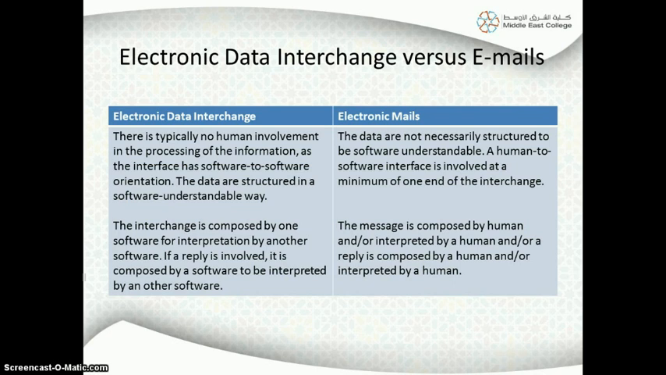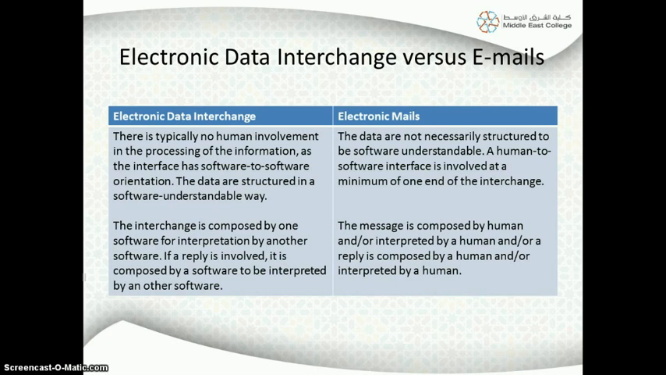So there are some EDI properties which distinguish it from email. There is typically no human involvement in the processing of the information, as the interface has a software to software orientation. The data is structured in a software understandable way. As compared to electronic mail, the data are not necessarily structured to be software understandable. A human to software interface is involved at a minimum of one end of the interchange.